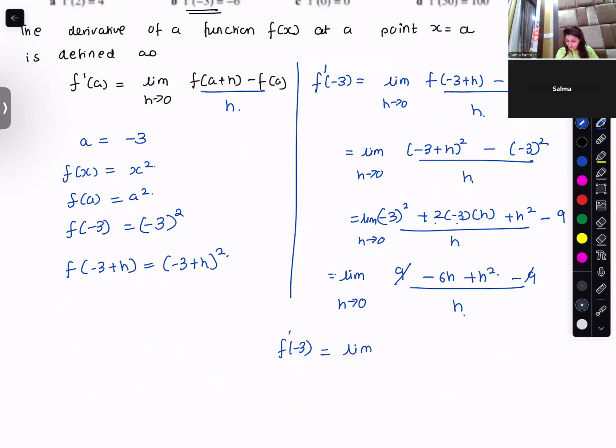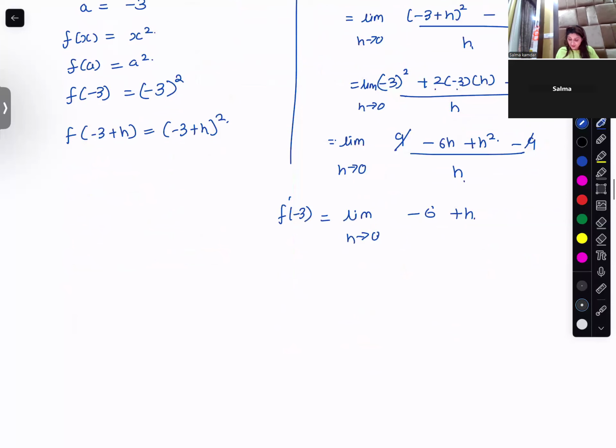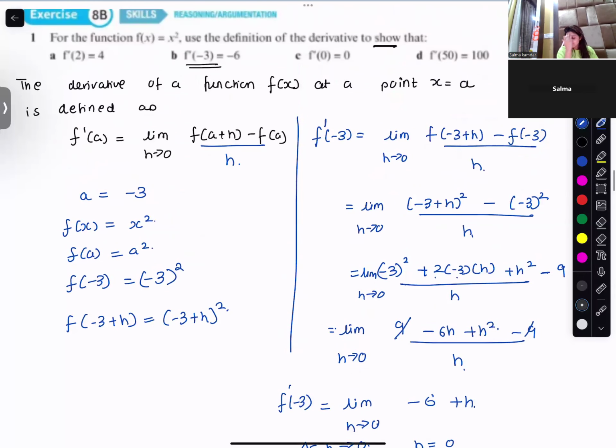is limit h tends to 0. I will divide throughout by h, so minus 6 plus h. So f dash minus 3 is equal to, as h tends to 0, h will be equal to 0. So f dash minus 3 is equal to minus 6 plus 0. So f dash minus 3 is nothing but minus 6. Now keeping this in mind, I want you to try the C part and try the D part.